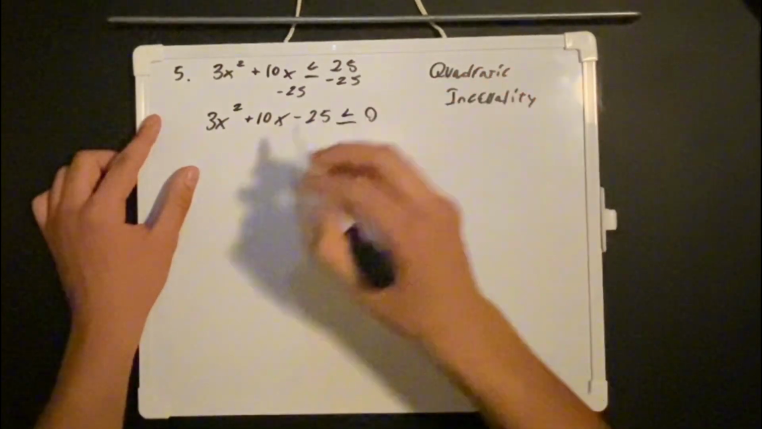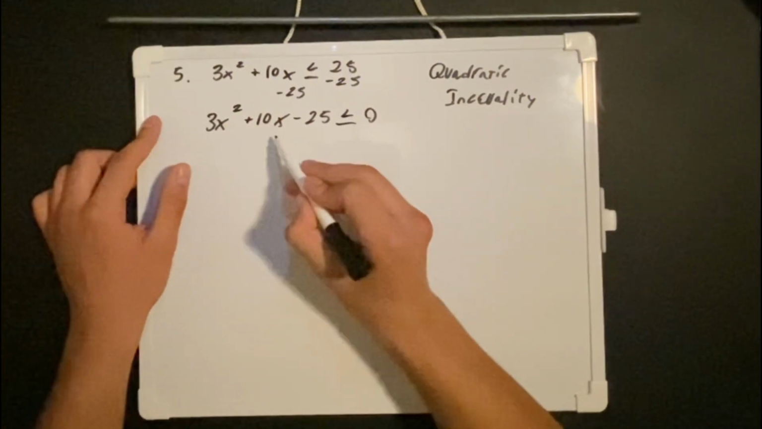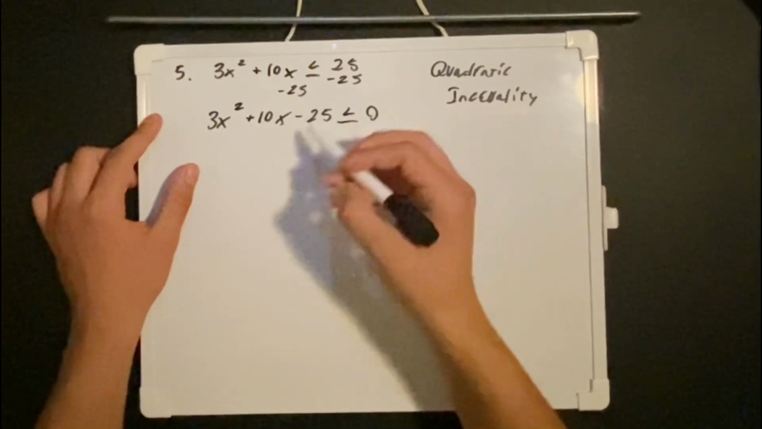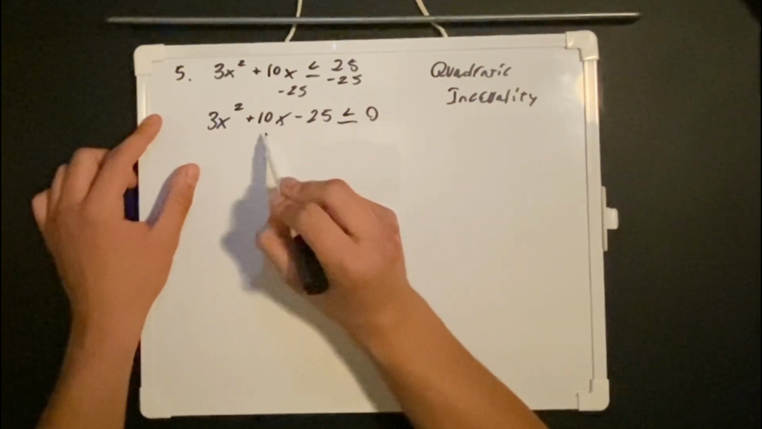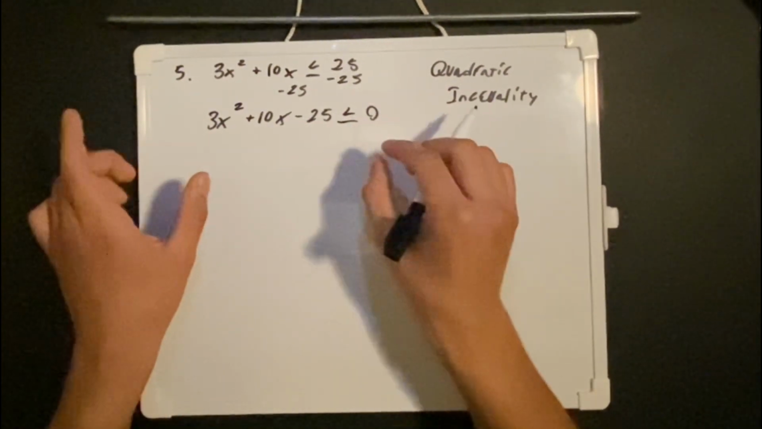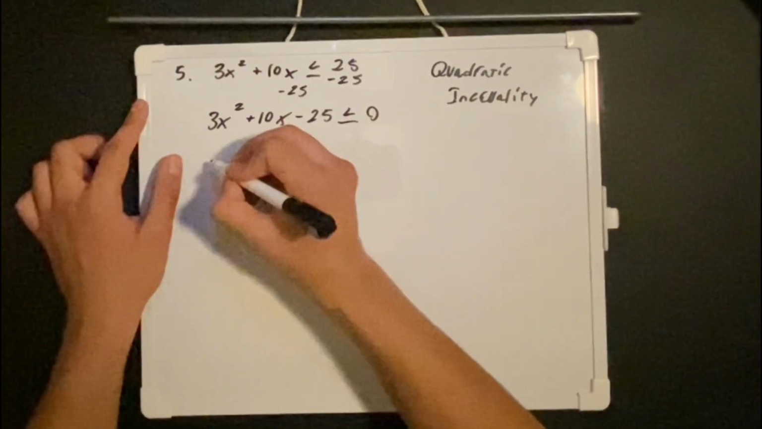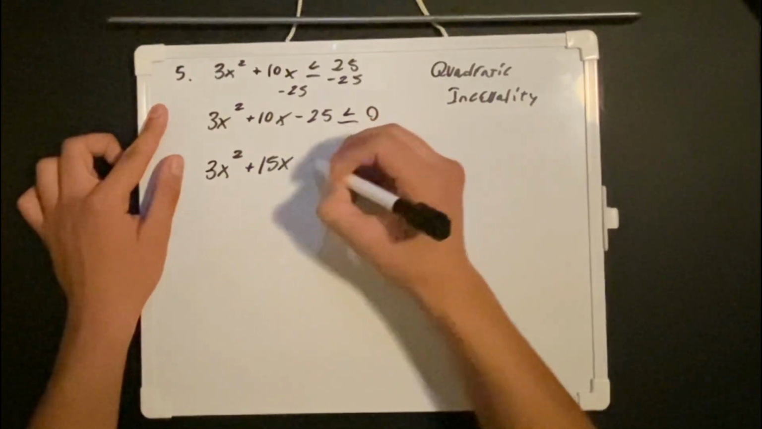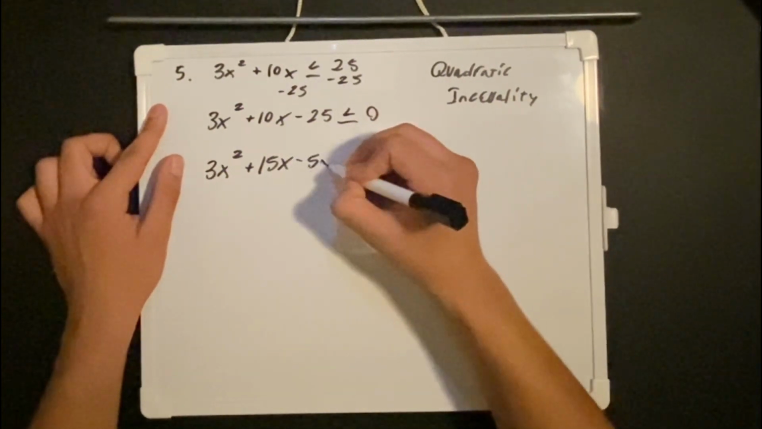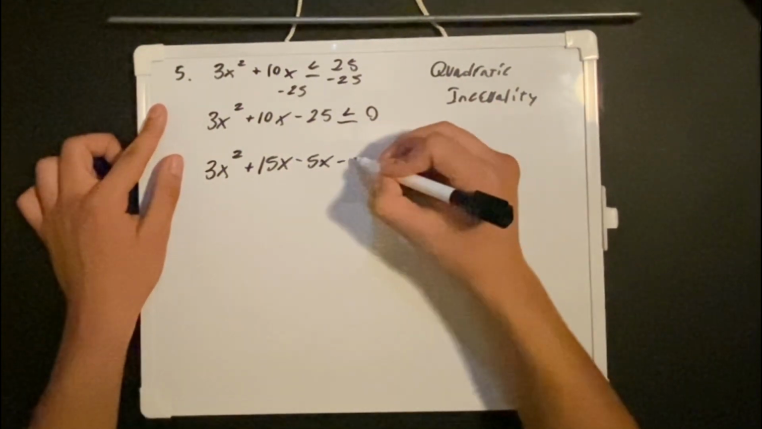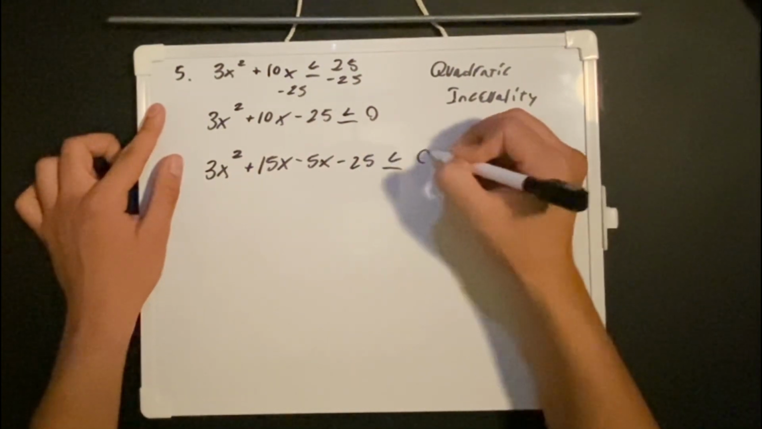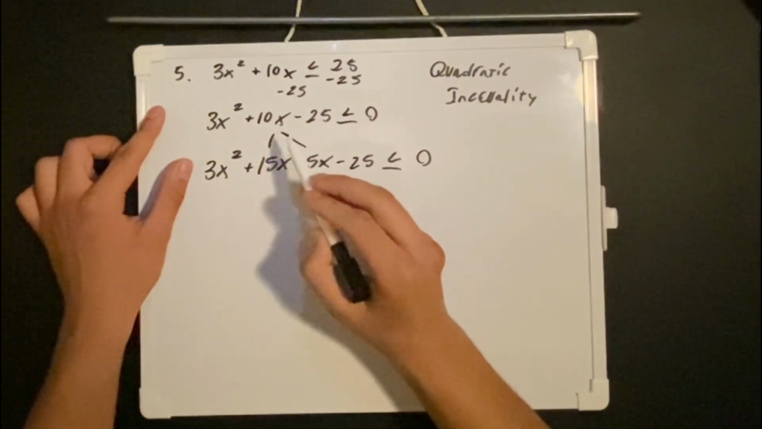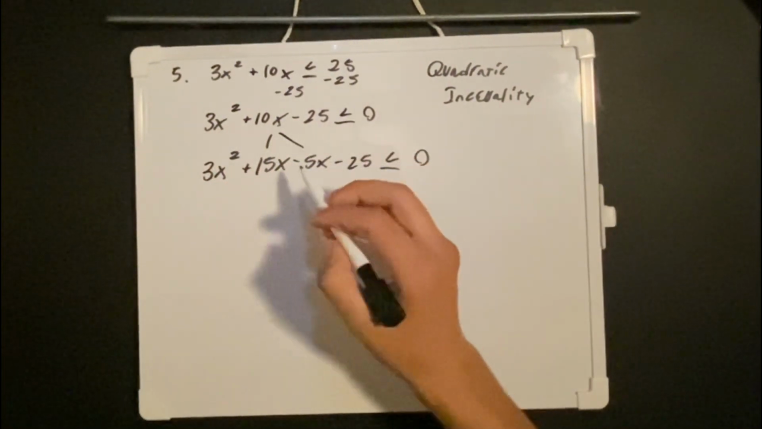It is quite helpful. So next up, how do we factor this quadratic? First of all, you can have the middle value separate or have a difference. So for example, it'd be plus 15x minus 5x, minus 25 is less than or equal to 0. No matter what, these two will equal 10x, but we separate the values to help us factor.